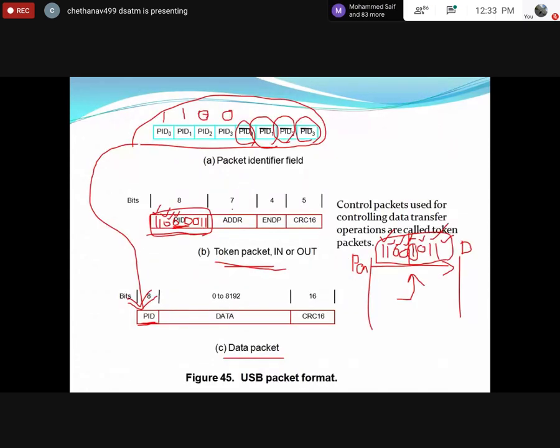Your token packet consists of an address. Address means what? The address of the disk. My processor wants to write the data to my disk, so at what address should the data be copied? That is our address. Here you can make out that the USB should know the address of the destination. That's actually the intention of the address.